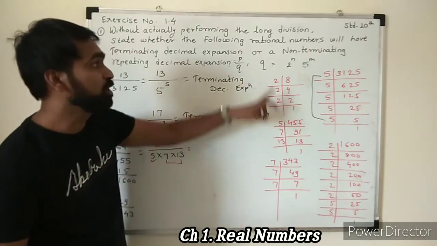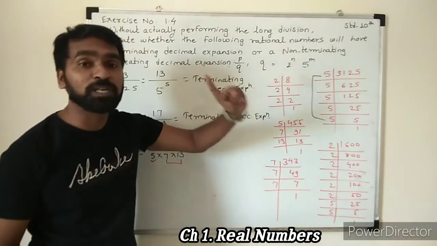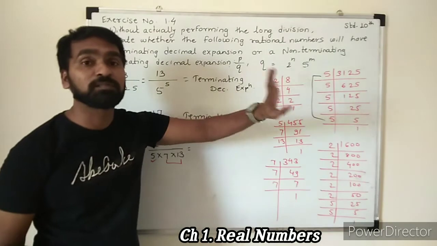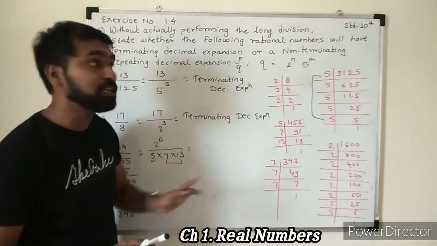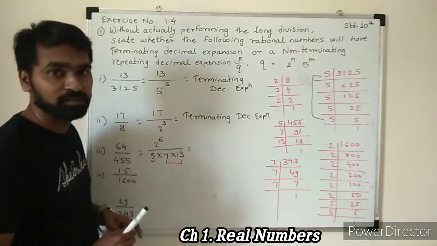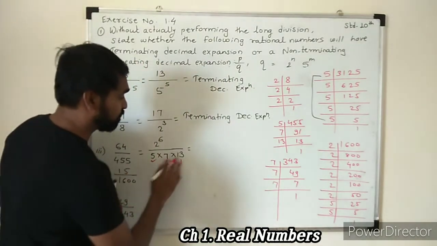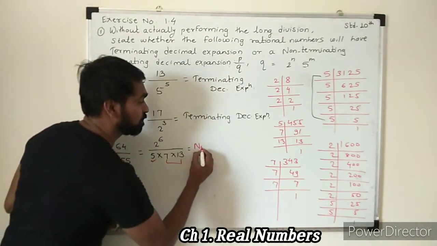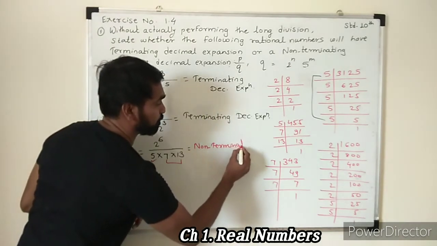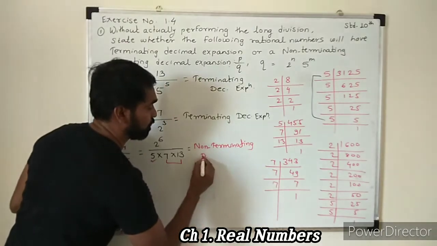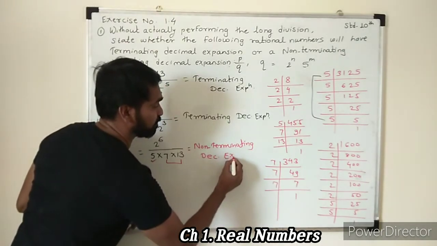Here q must be in the form of only 2 raised to n and 5 raised to m. That time I get a terminating decimal expansion, otherwise non-terminating. So here 7 and 13 are there. So what is the answer? Non-terminating decimal expansion.